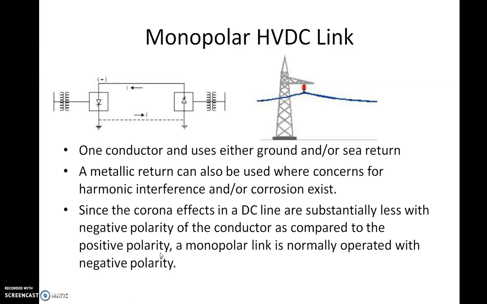solution for HVDC, right? Where you use only one conductor and ground or sea as the return, or sometimes you can use a metallic return as well. We use negative polarity because it has less corona effect. Now this corona is not related to COVID. This corona is an electrical phenomenon of ionization of air near the conductor because of the high voltage. Okay, this causes electrical loss. So electrical loss due to corona is less if we use the negative polarity.